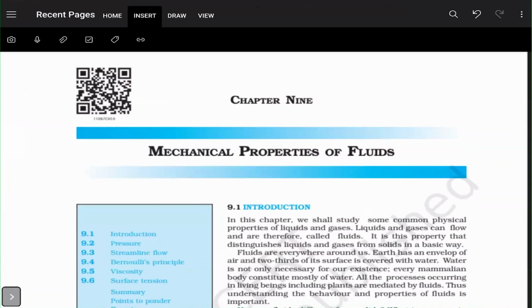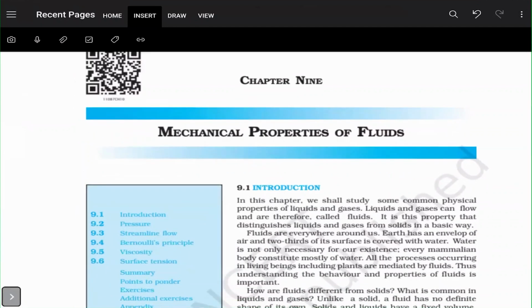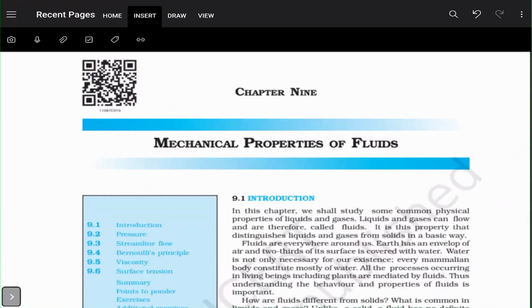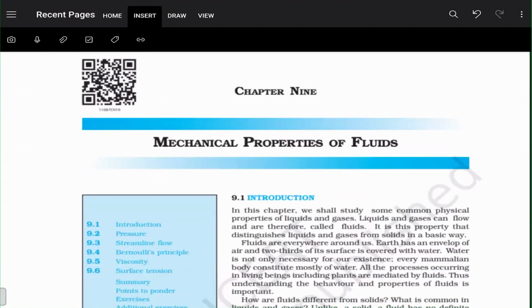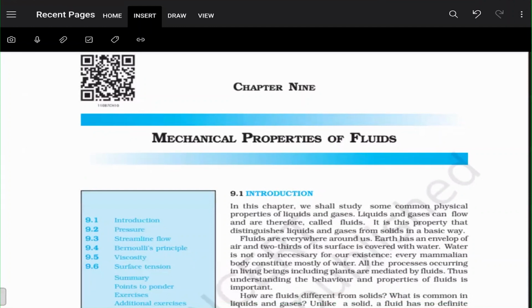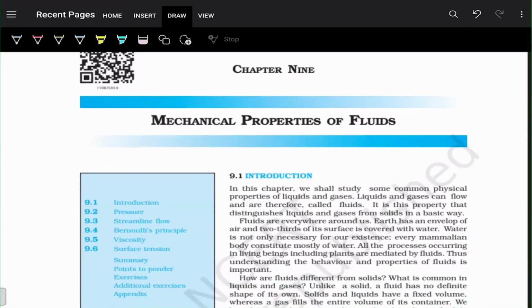So, today we are going to continue discussing chapter number 9, mechanical properties of fluids.